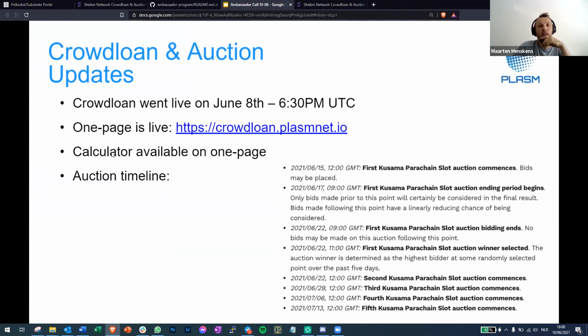The calculator is available on the one page, and this is the auction timeline. I think everyone is aware of this timeline. The first auction will start next week, the 15th, 12 GMT. Then the first auction starts, and the ending period starts 2 days later. And then 5 days later, we know who will win the first Parachain slots. As you can see in the crowd loan, we think that we already know who will be the first one, but we will still aim to be one of the first. So let's go for that second slot. And I'm convinced that we will make this.